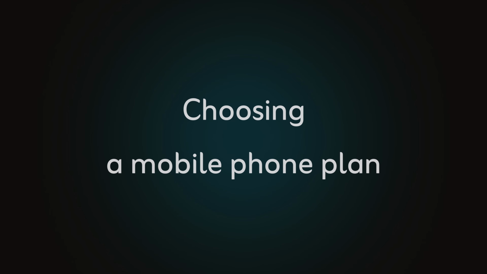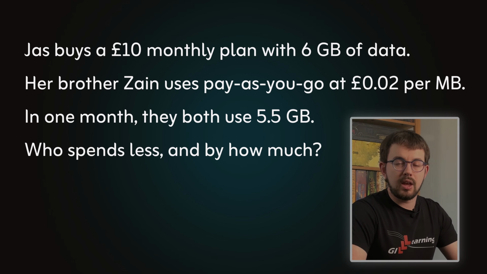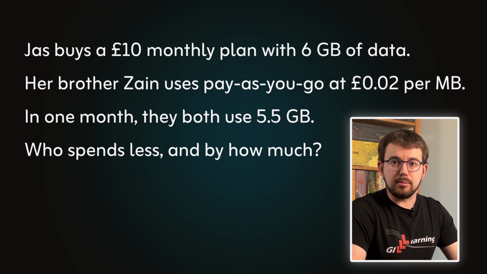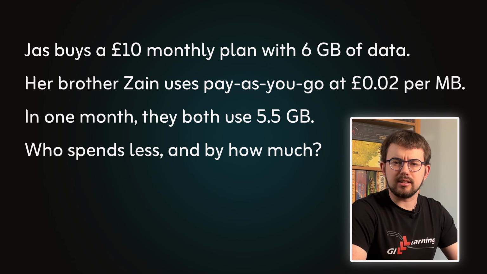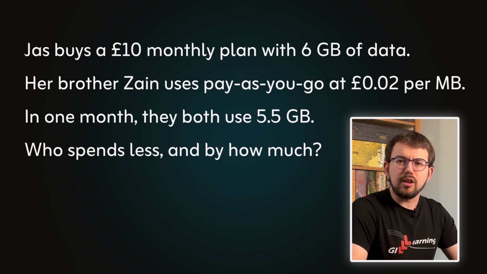Example 1. Choosing a mobile phone plan. Jazz buys a £10 monthly plan with 6 GB of data. Her brother Zane uses pay-as-you-go at 2p per megabyte. In 1 month, they both use 5.5 GB. Who spends less and by how much? So, how would our 3-step method help in this example?